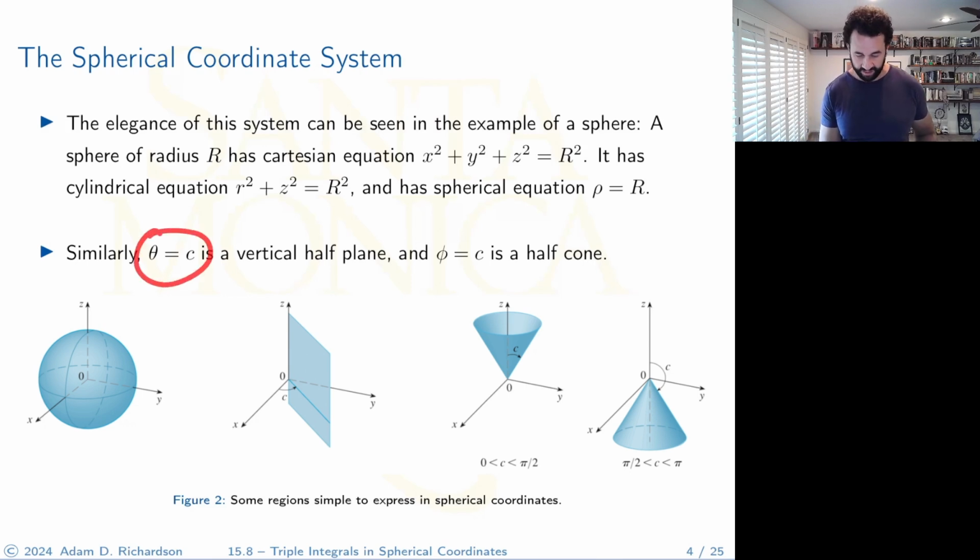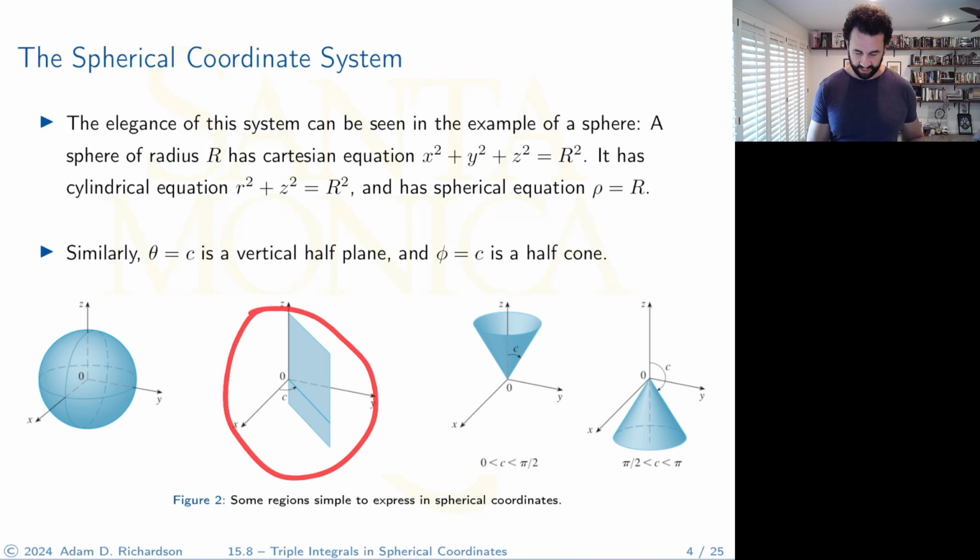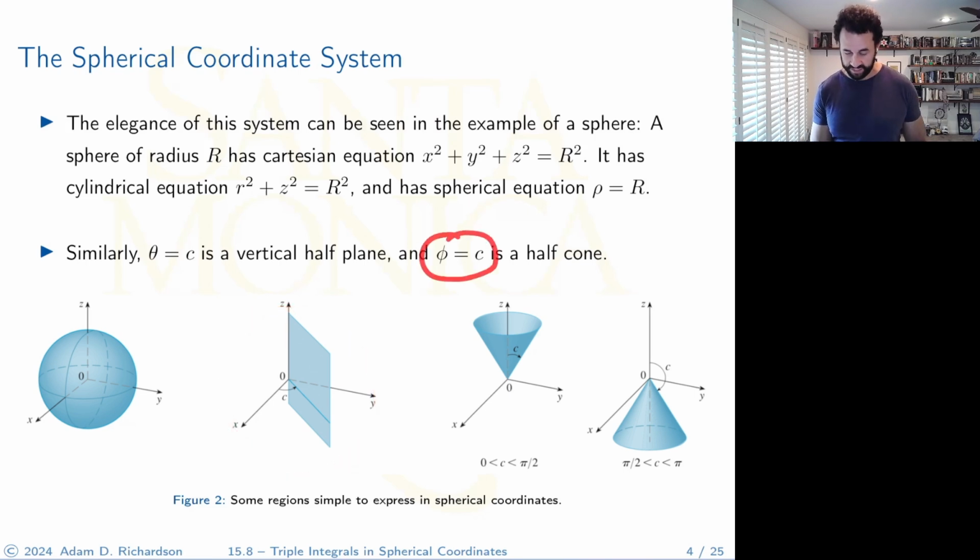For example, the equation theta equals c describes a vertical half plane, like you see right here. And phi equals c is actually a half cone. Again, think about what variables are present in this description and what variables are free. If I say phi equals c, that means the radius rho can be anything, and the angle theta can be anything. That's exactly what you're seeing with this cone right here. The only stipulation is that this angle has to be c, and that's true for every point on this cone. I should mention, this is for when c is between 0 and pi over 2, and this is when c is between pi over 2 and pi.